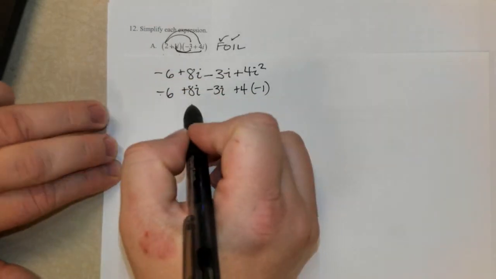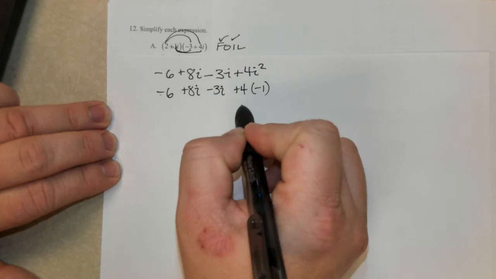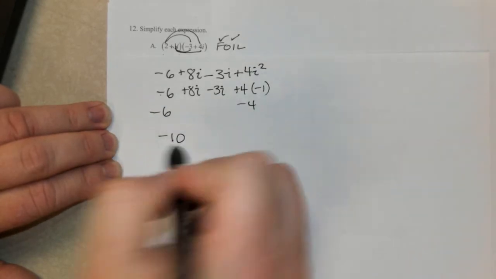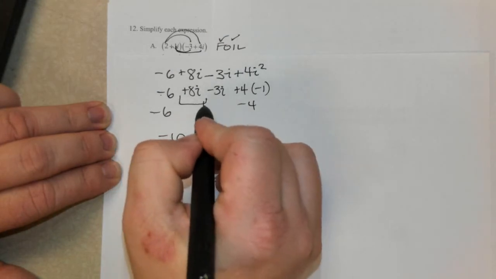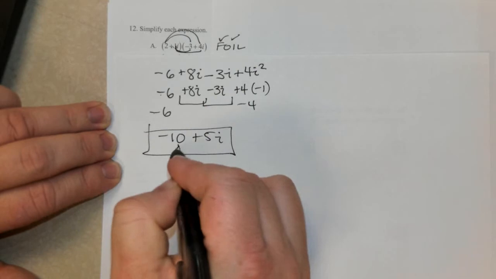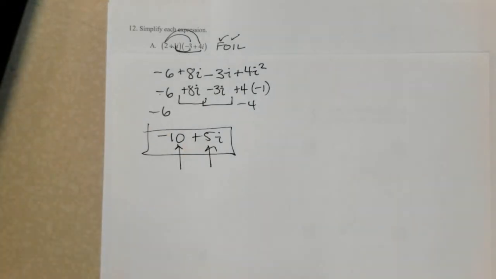Okay, here we go. So I'm going to combine like terms. i squared times 4 is -4. And when I combine a -6 and a -4, I end up with a -10. +8 and -3 is a +5i. Complex number, there's the real portion and there's the imaginary.